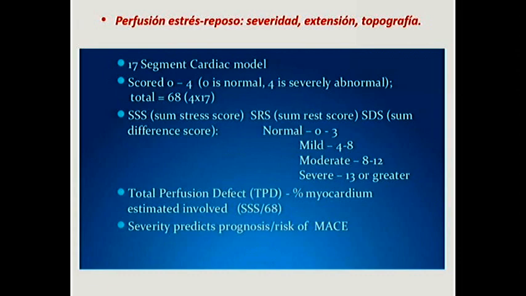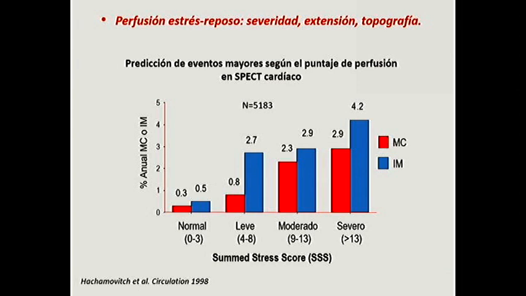And we have perfusion scores that you probably know of. Normal would be from 0 to 3, mild from 4 to 8, moderate from 8 to 12, and severe more than 13. And the total perfusion deficit, which would be the myocardial percentage involved, which is the perfusion score, one of these numbers, divided by the maximum possible count. And of course, there's a prognostic value for risk stratification.